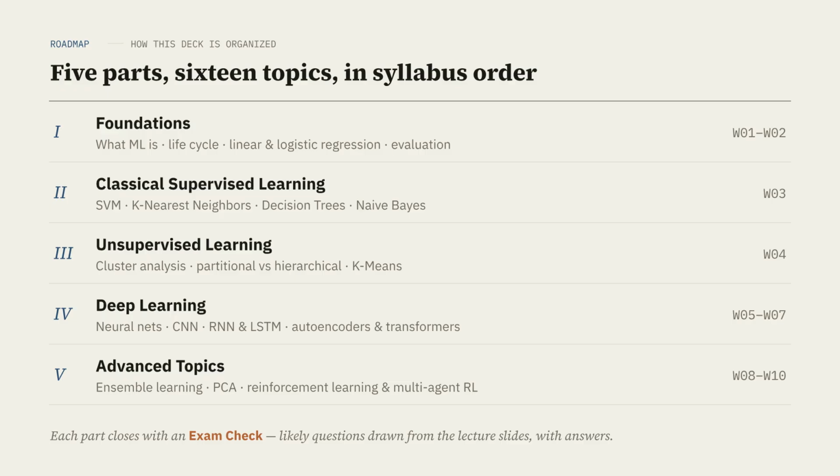Here's the structure: 5 parts in syllabus order. Part 1 covers the foundations. Part 2, the classical supervised classifiers. Part 3, unsupervised clustering. Part 4, deep learning. And Part 5, advanced topics. Each part ends with an exam check slide of likely questions.